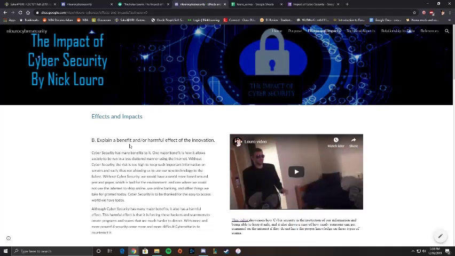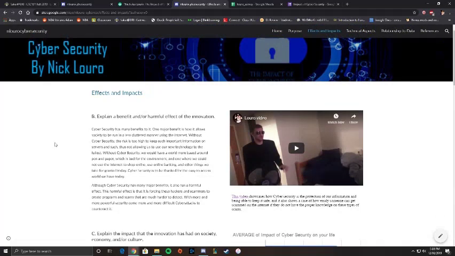So B is to explain a benefit or harmful effect of the innovation. Here I explain both. One benefit of cybersecurity is that without it, people would not be able to keep important data on the internet, and it would not allow us to use the internet to its fullest potential. Cybersecurity allows us to have our world in a more organized fashion with storing it inside computers.